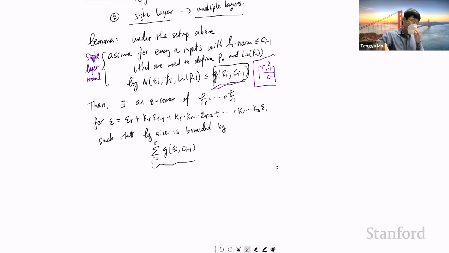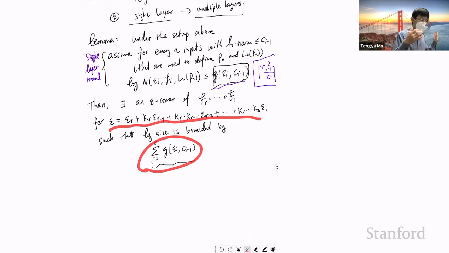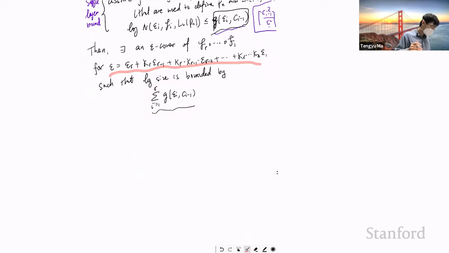Okay. In some sense, the interpretation of this lemma is that you can add up the log covering number bound in this way, as long as you pay some additional radius. This proof is in some sense actually pretty simple, but the exposition is a little bit challenging.